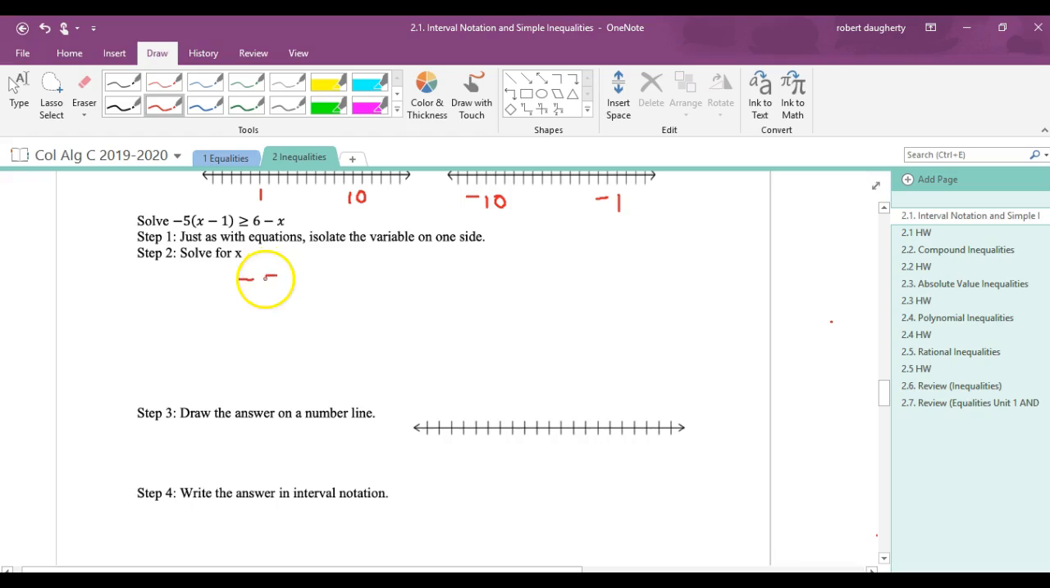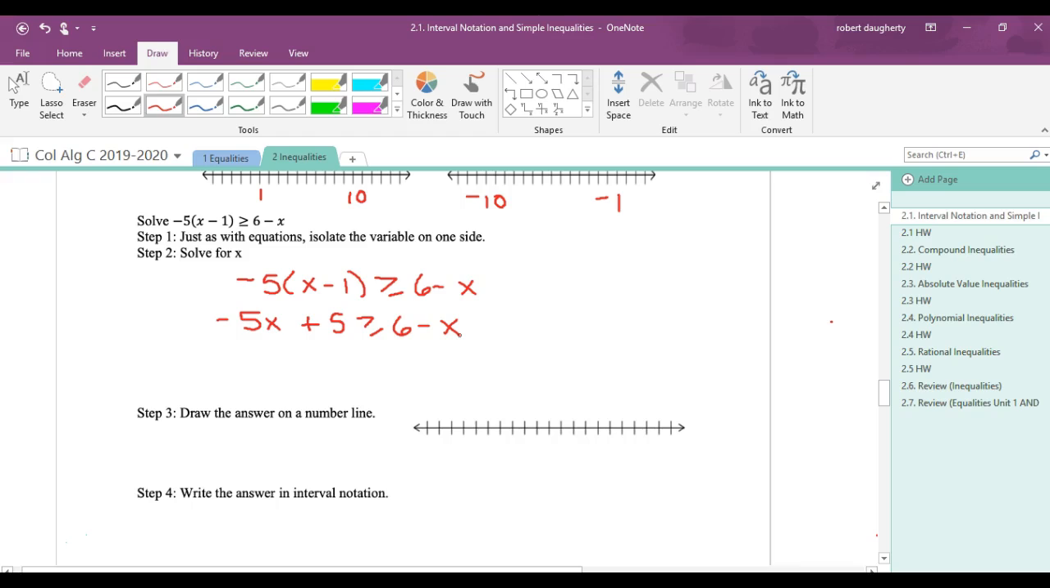Okay, so -5 times (x minus 1) is greater than or equal to 6 minus x. Okay, what do you think is the first thing I'm going to do? Distribute, because I want to try to gather up all like terms. What's -5 times x? That's -5x. What's -5 times -1? Plus 5. Greater than or equal to 6 minus x. Okay.